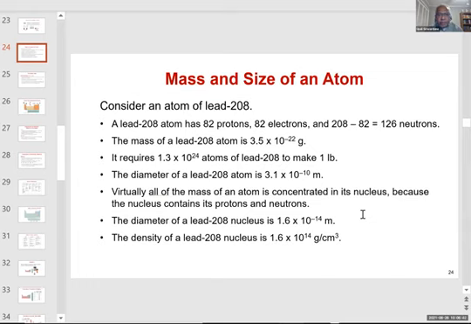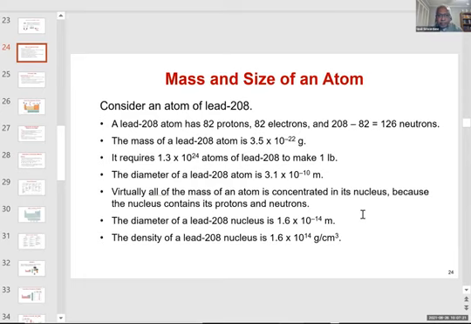The mass of a lead atom is very small. It requires 10 to the 24 atoms of lead to make 1 pound. Therefore, we cannot see small atoms. We have to get a large number of atoms to see it. Even one gram would have a large amount of atoms. The diameter of any atom is around 10 to the negative 10 meters.